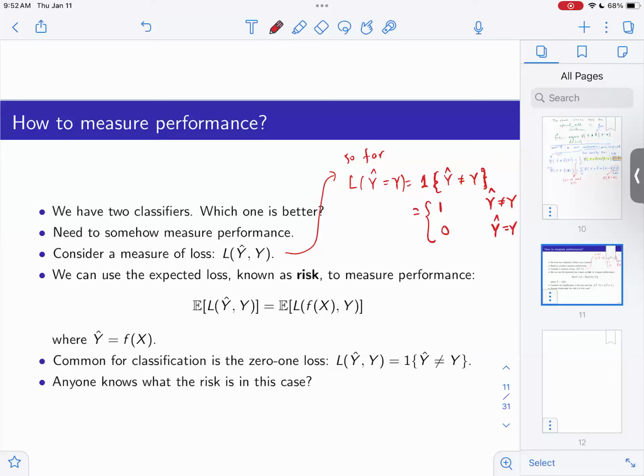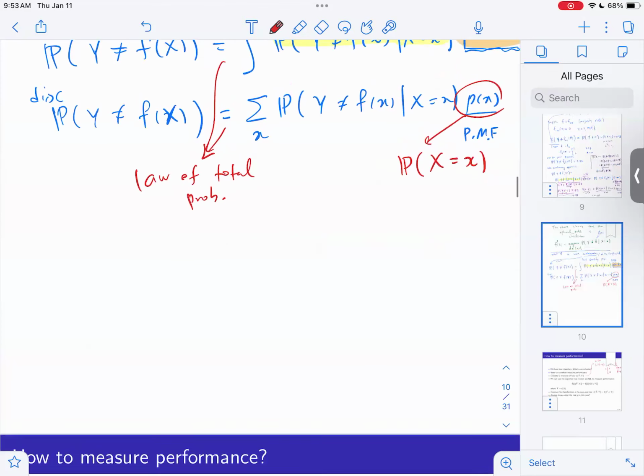If you pick this loss, can anyone tell me what the accuracy or the misclassification error would be in terms of this loss? How can I write it? Yes, the one that we saw previously: the probability of y not equal to y hat. Can I write it in terms of this loss?